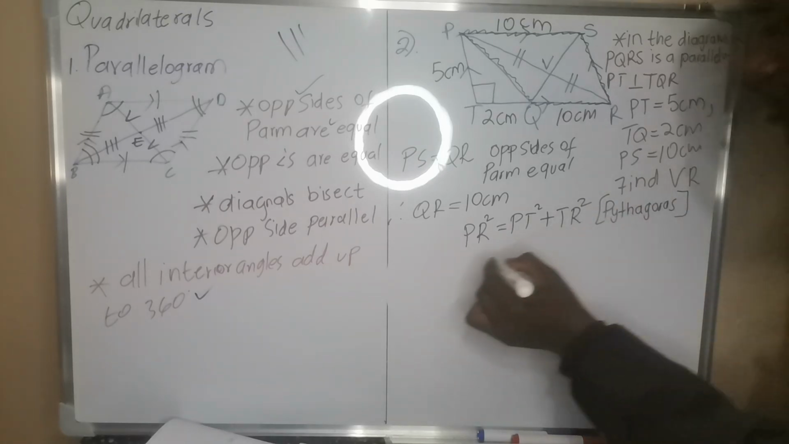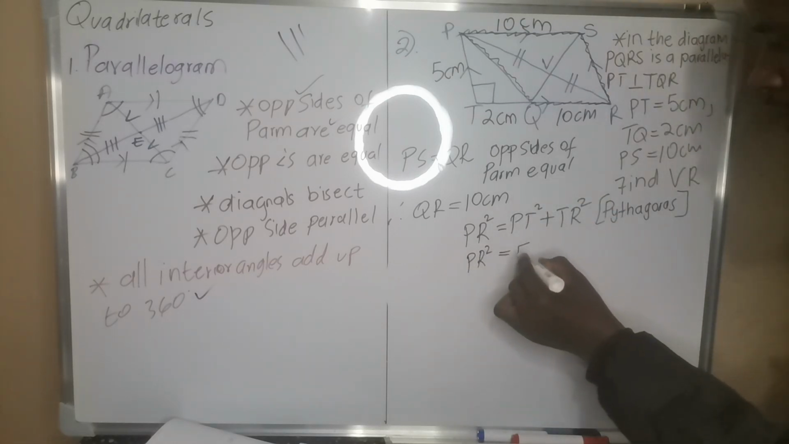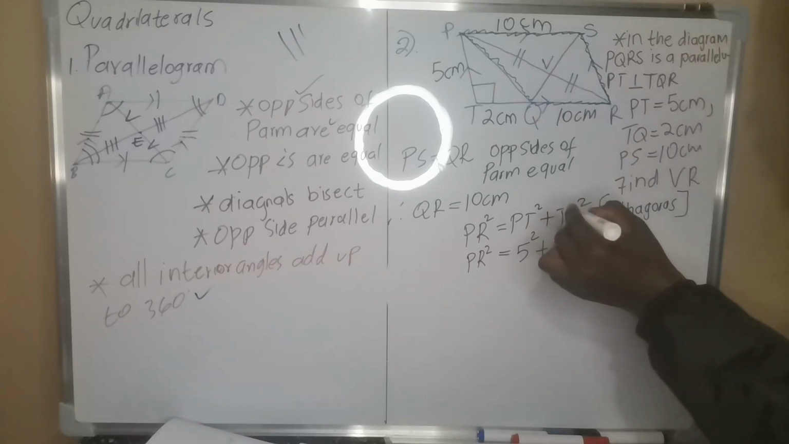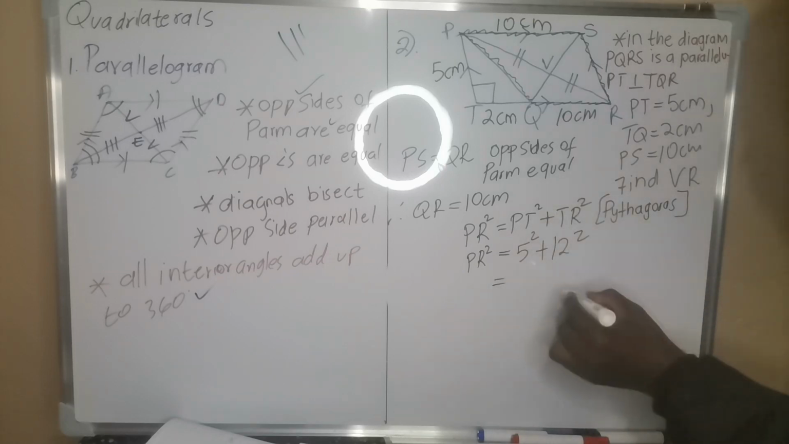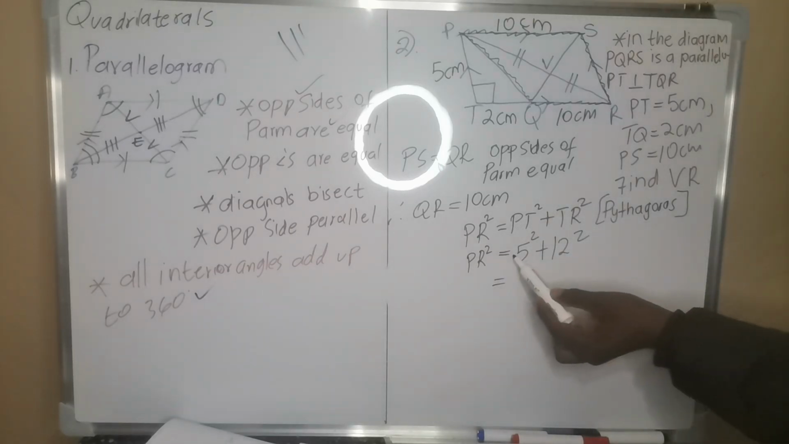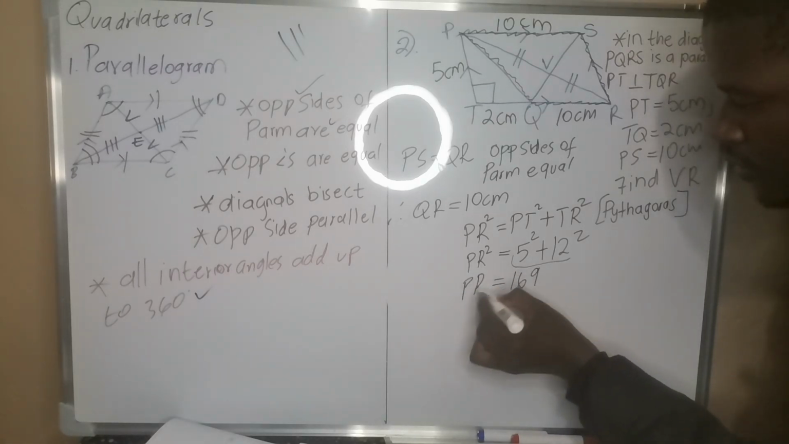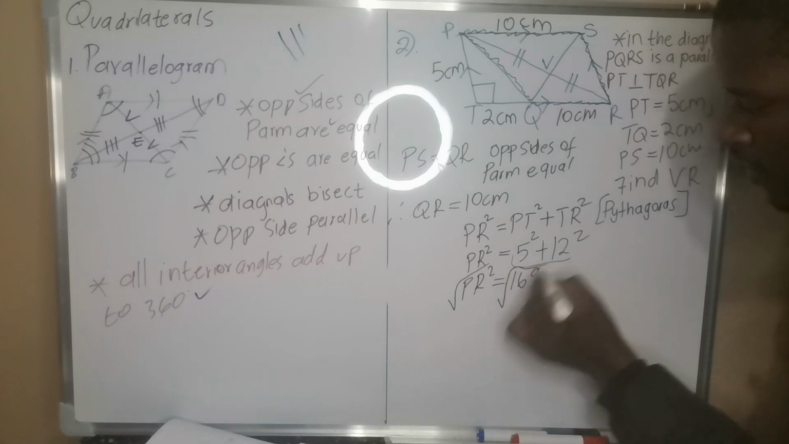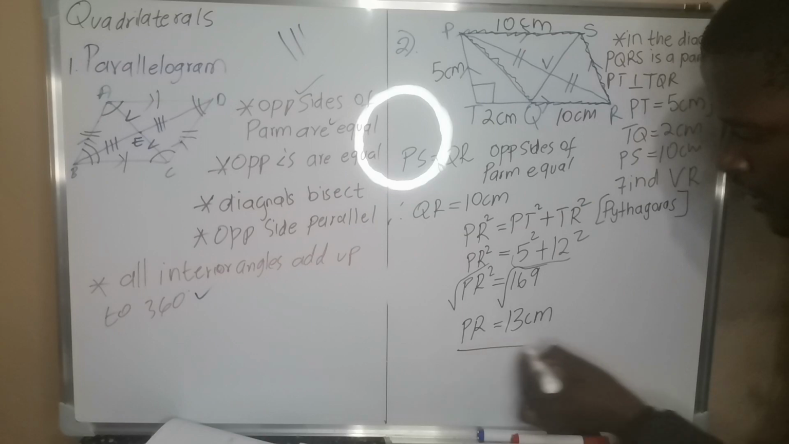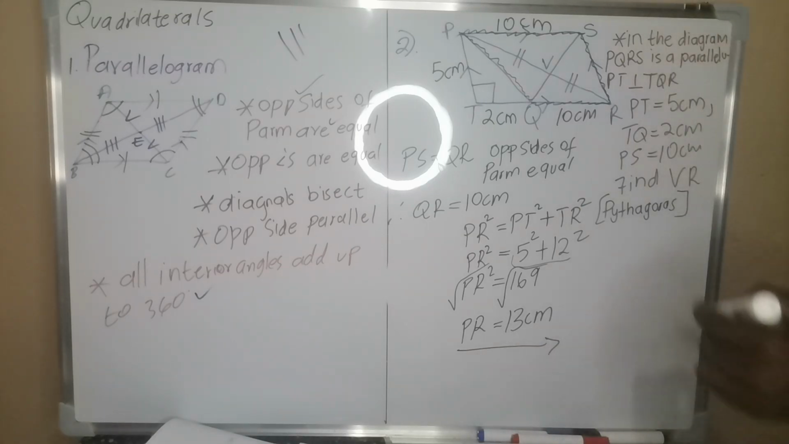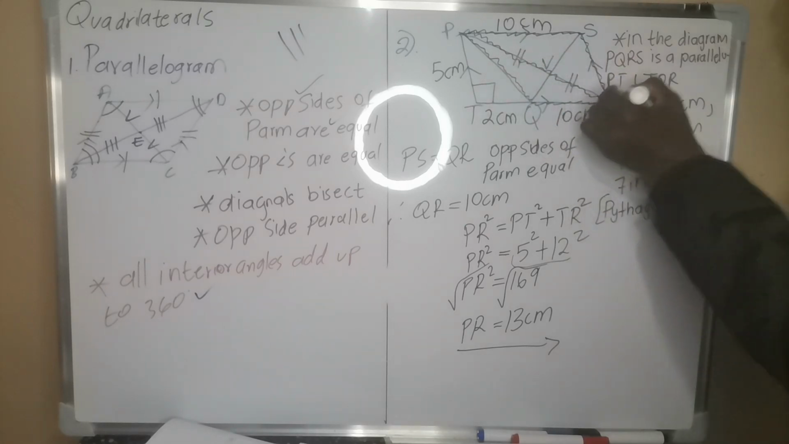Now, what is the value of PR? PR squared is equal to PT, which is 5 squared, plus TR, which is 10 plus 2, which is 12 squared. 5 squared is 25. If you put this on a calculator, it's going to be 169. Then PR squared, square root on both sides, then PR is equal to 13 centimeter. I hope you can see it, guys. The length of this side, all of it, is equal to 13 centimeter.